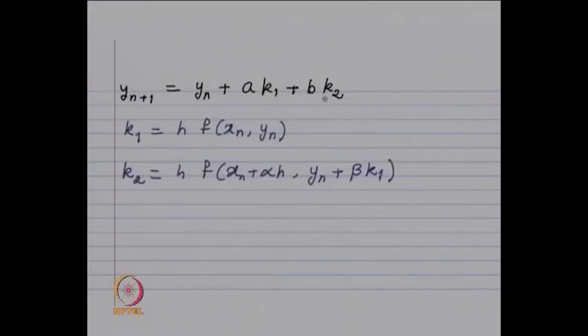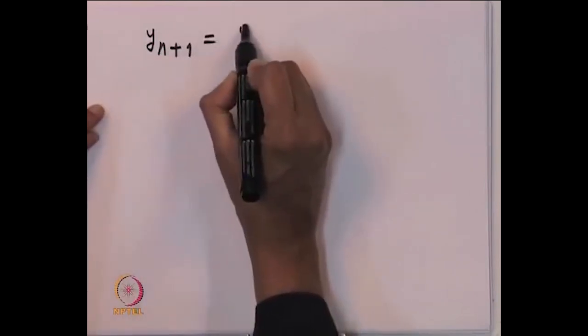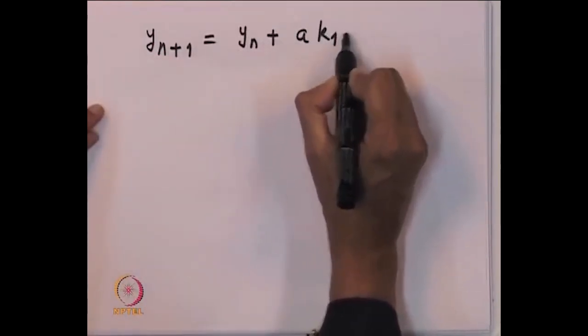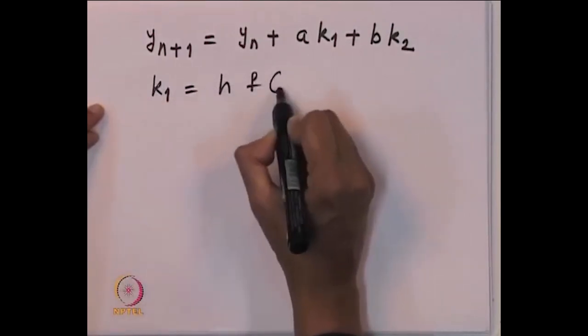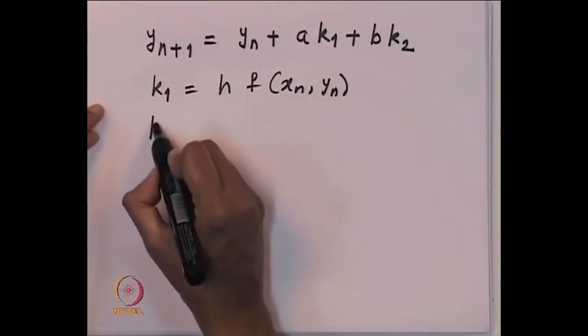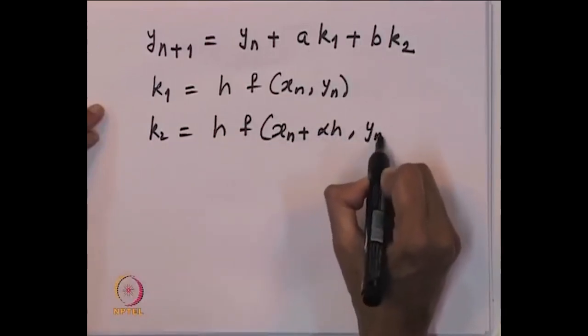So, this Taylor series expansion we are going to substitute here, and then we get y n plus 1 is equal to y n plus h times a plus b f of x n y n, because our y n plus 1 is y n plus a times k 1 plus b times k 2. Then, so we have y n plus 1 is equal to y n plus a k 1 plus b k 2. k 1 is h times f of x n y n, k 2 is h times f of x n plus alpha h, y n plus beta k 1.